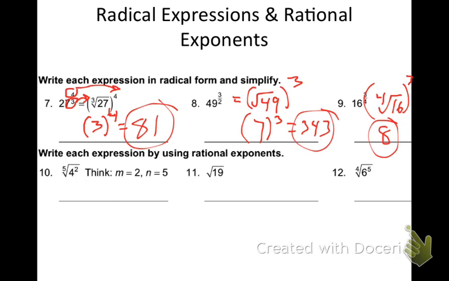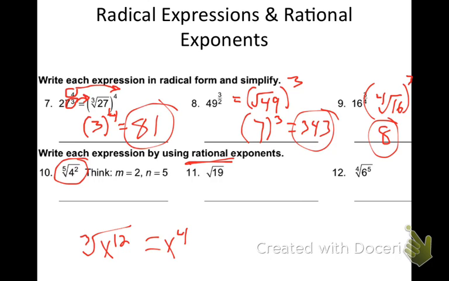Now, number 10. It says write each expression as a rational exponent. A rational exponent just means a fraction exponent. Okay? So when we had problems like this, for instance, if I had the cube root of x to the 12th, what was the cube root of x to the 12th? It was x to the 4th. What did you do there? You just divided, right? Well, to take it from a radical expression to a rational expression, what are you going to do there, John?